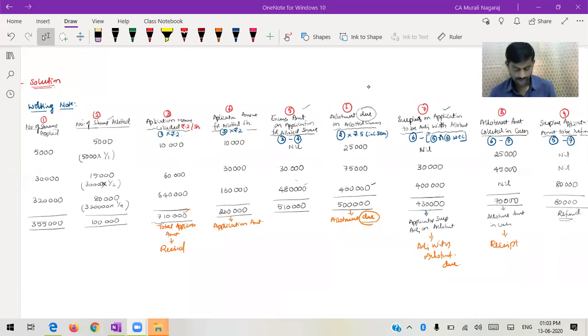To start with, first is the share application entry. Bank account debit to share application account. So look at column number 3 amount: 7,10,000.